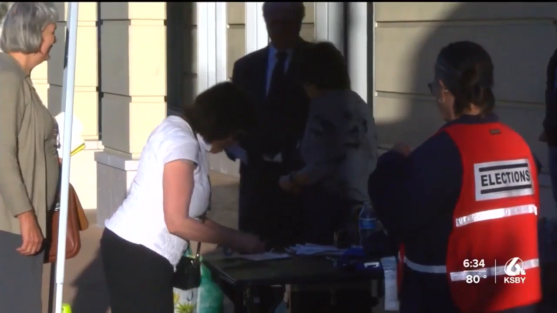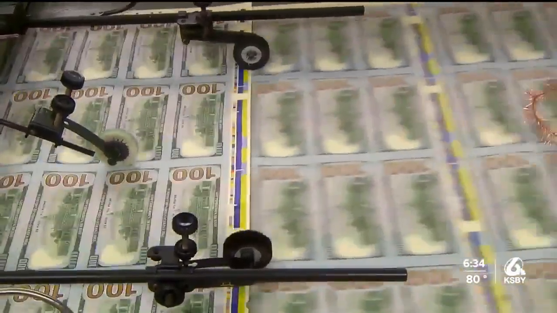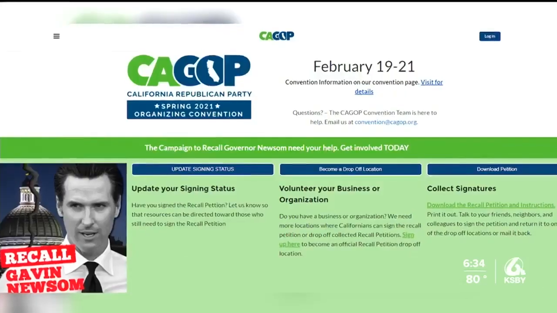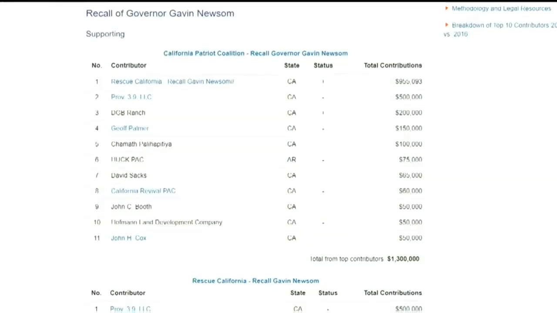If Newsom is recalled, the Secretary of State certifies the election, and the new governor will take the oath of office within 28 days. Whether or not that will happen, we'll find out in September. For now, it's all about the money. Unlike a regular election, Newsom and groups supporting the recall can raise an unlimited amount of cash. Here's a look at the top contributors supporting the recall.